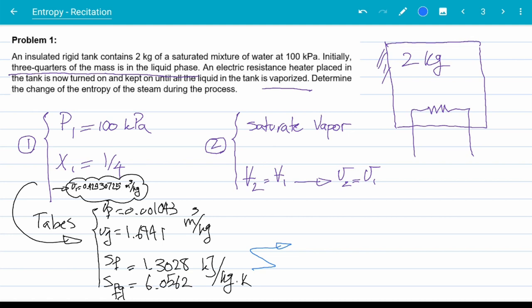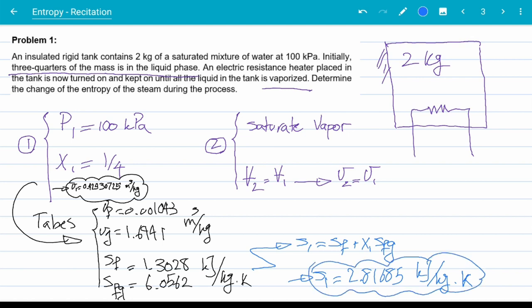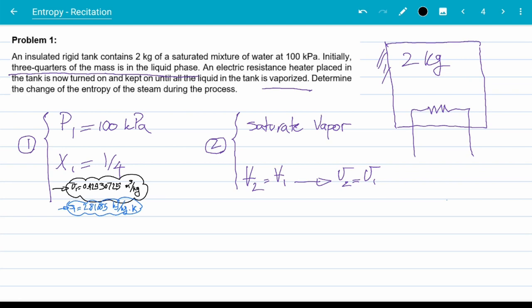Okay, I can do the same calculations to find the entropy at state 1. So s1 is going to be s_f plus x1 times s_fg. Again, plug in the numbers that we have from the tables, I get s1, or entropy, initially is 2.81685 kilojoules per kilogram Kelvin. All right, so I have both the specific volume and entropy at the initial state. Now at the final state, I know that specific volume 2 is equal to specific volume 1, which is equal to 0.4243, right? I also know that I'm dealing with a saturated vapor.